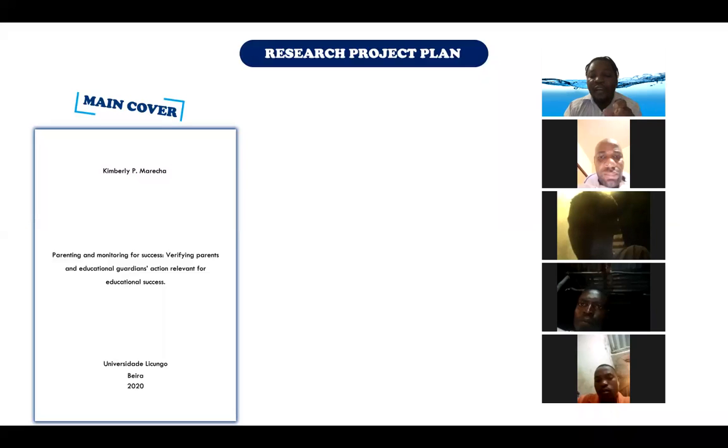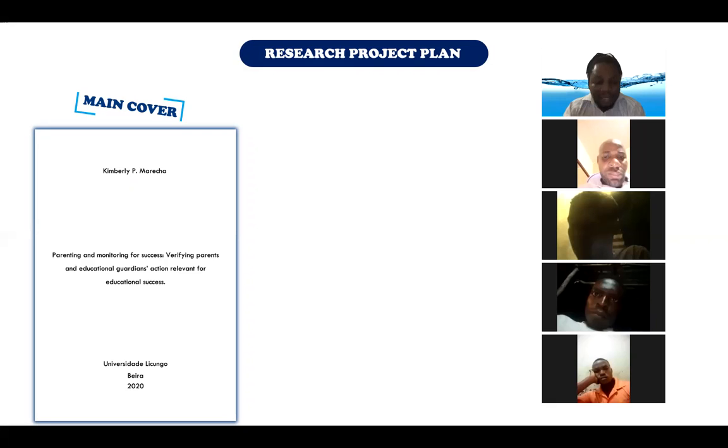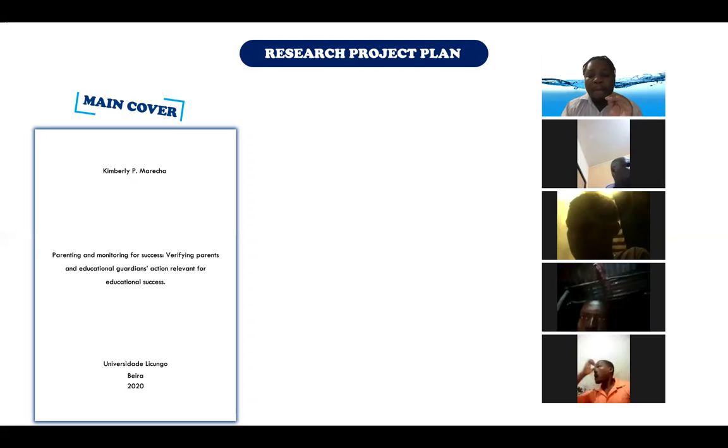Then after Beira, we need to have the year in which the paper was written. So your projects were written in this year, 2020. That's why we have 2020 as the last item on our main cover. Then after our main cover, we go to the face cover. There's a second cover that is supposed to be on your research projects.